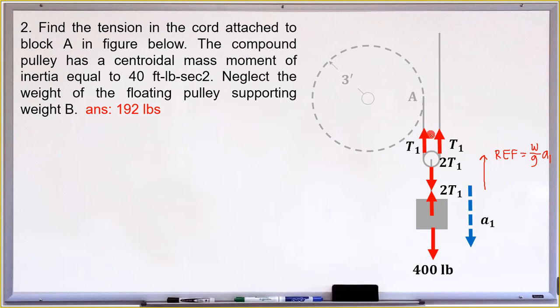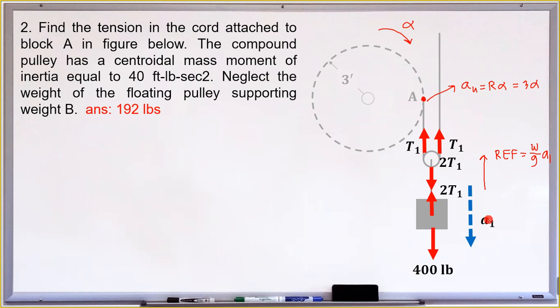Now, since the upper rope is connected here, which is tangent to this circle with radius of 3 feet, and alpha is clockwise, therefore the acceleration at this point, which we label as the acceleration of the upper rope, is equal to the bigger radius times alpha, or that is equal to 3 alpha. Now, what we defined as the acceleration is A1.